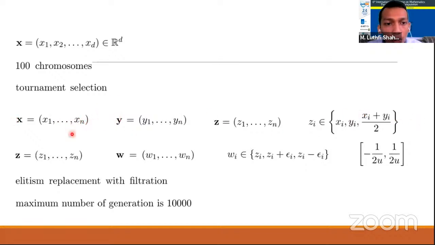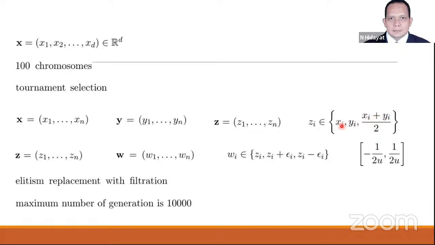This one is the step for crossover. If X is the first parent, Y is the second parent, and Z is the child, then for every index in Z, for example Zi, we will choose from Xi, Yi, or the mean of Xi and Yi, and we choose it until we get the best option.